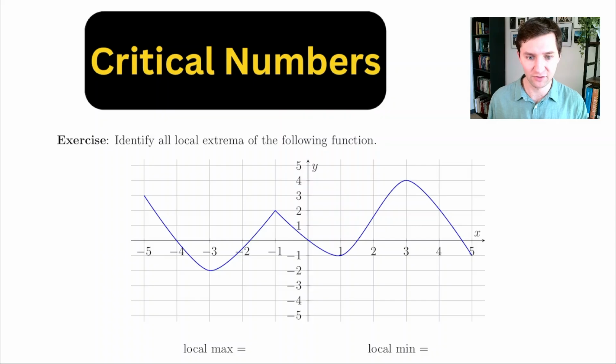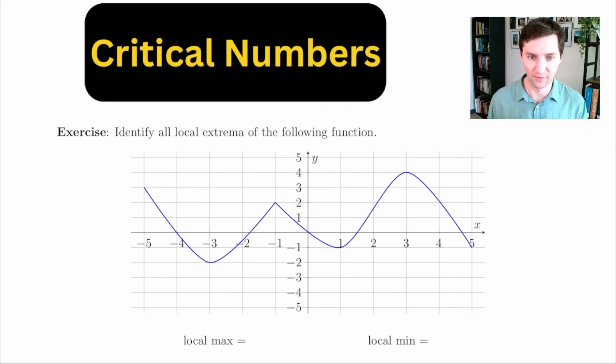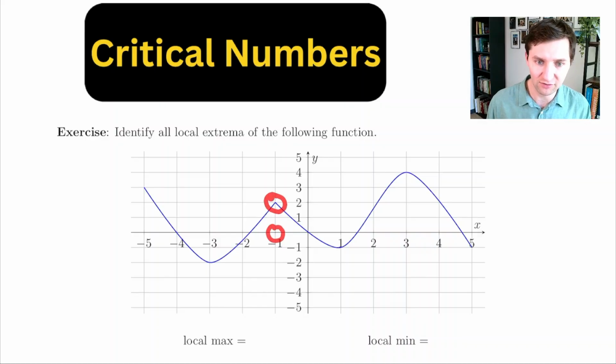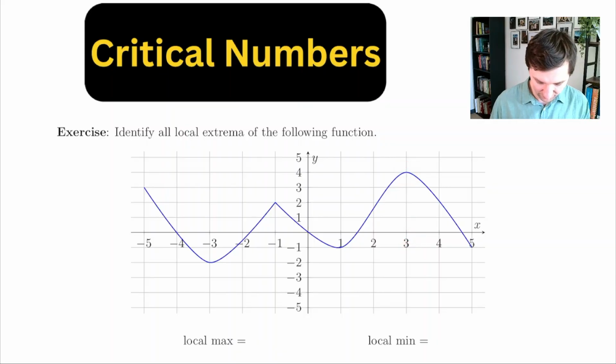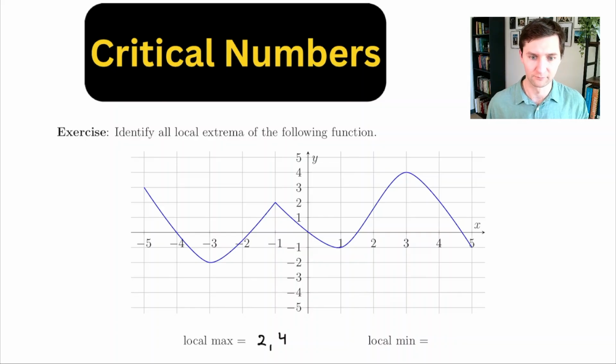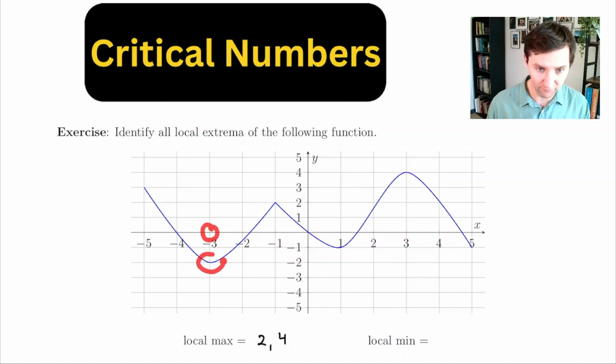I believe this function has two local maxima. One occurs at -1 and that local maximum is 2. Another one occurs at 3 and equals 4. There are two local maxima, one 2 and another one 4. This function also has two local minima, one at -3 with a value of -2 and another one at 1 with a value of -1.